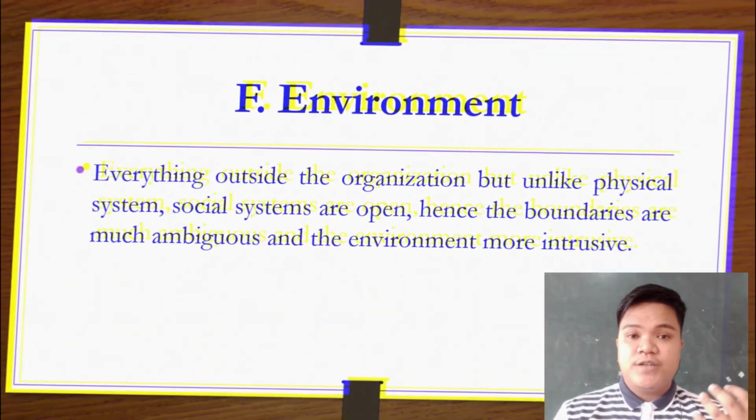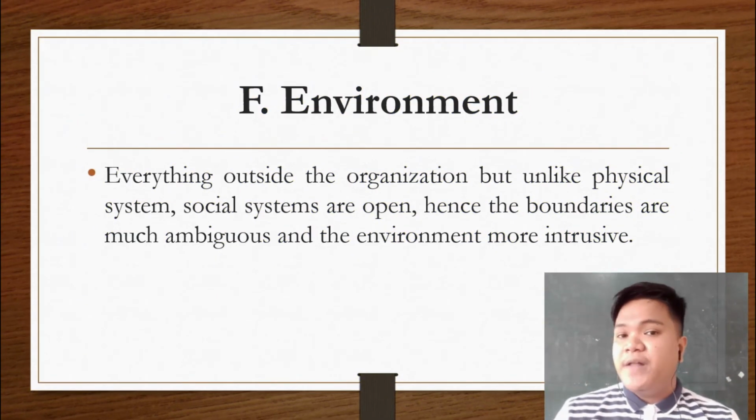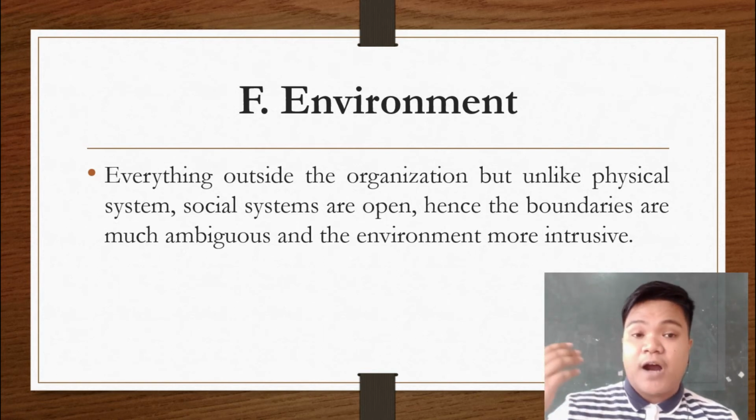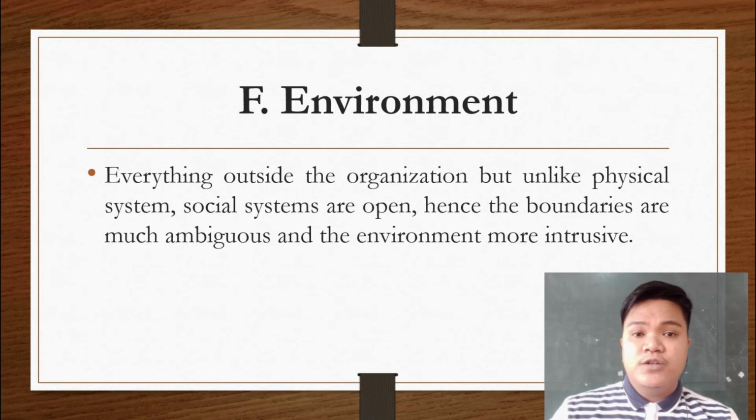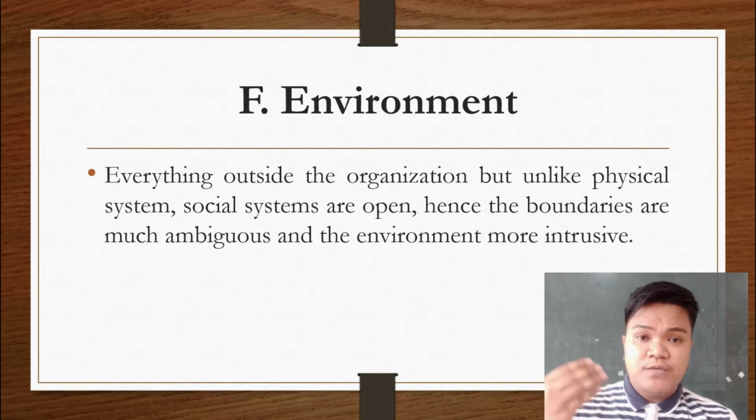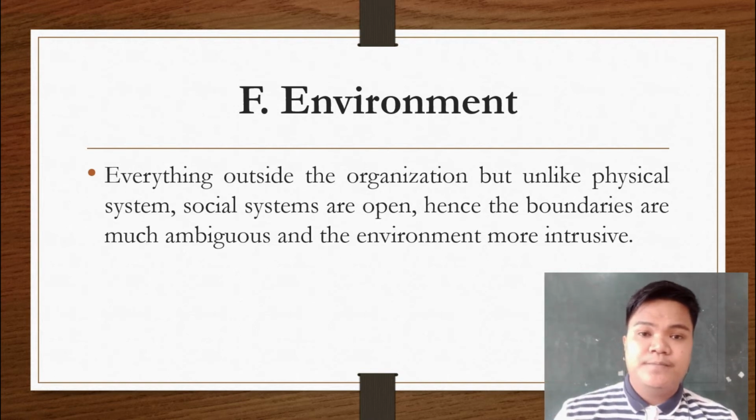The sixth is the environment. Environment is everything outside the organization, but unlike physical systems, social systems are open. Hence, the boundaries are much more ambiguous and the environment more intrusive. Environment refers to a concerted attempt to teach people about natural surroundings and in particular, how to regulate their behavior and ecosystems in order to live sustainably.